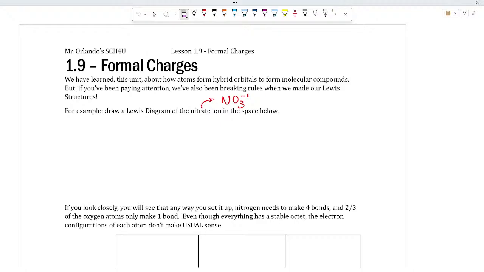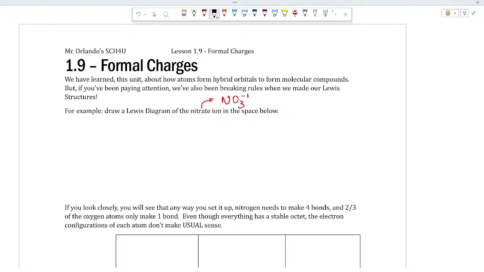All right, nitrate, talk to me. What do we got? Guide me. What should we do first? Count all the electrons. Okay.